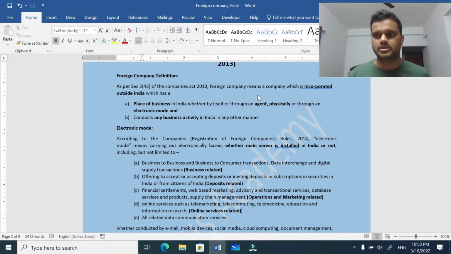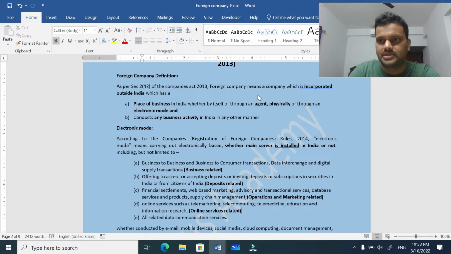Otherwise, no. I will give you an example. Now, this is an exam question. A company was incorporated in Singapore, and 100% of the paid up share capital is held by Indian citizens. Whether that is a foreign company or not. Think for a minute and answer.